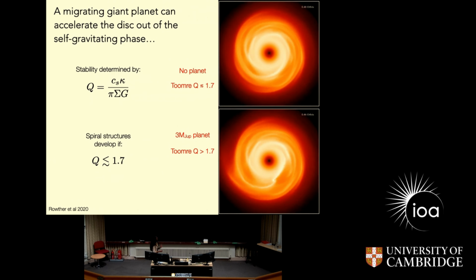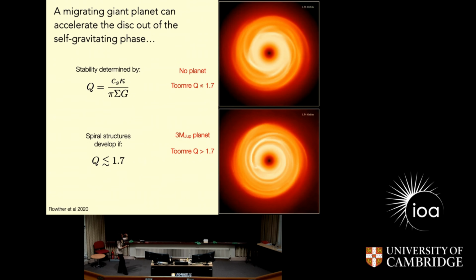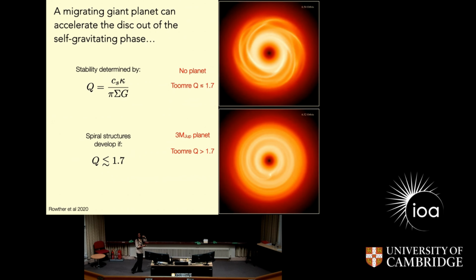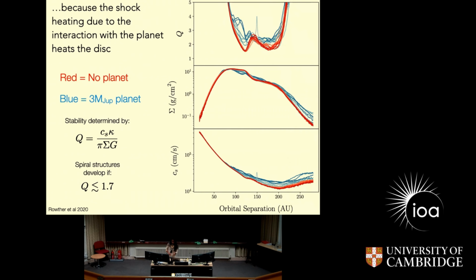Hopefully what you will see is that the top one continues to evolve, and you can still see the spiral structures at the end of it. And what you see in the bottom panel is that the planet, this 3 Jupiter mass planet that we've put in there, has interacted with the disk, and it's completely got rid of those spiral structures. So we can try to understand what exactly caused the spiral structures to disappear.